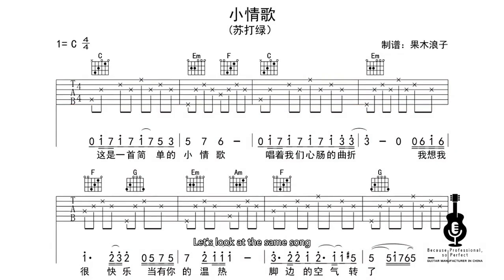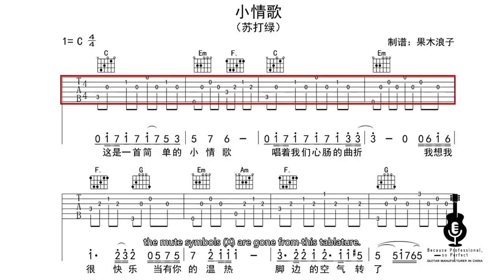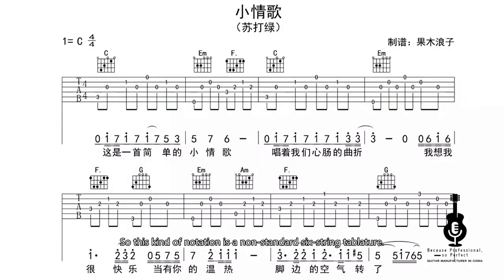Let's look at the same song, but a non-standard version. What you are seeing now is still from Bellabunch. It's still these 2 parts, but if we check the others, there is not much difference. The only difference is the mute symbols X are gone from this tablature, replaced by numbers instead. But these numbers don't really mean much. These numbers show the chords pressed by the left hand. So this kind of notation is a non-standard 6-string tablature.